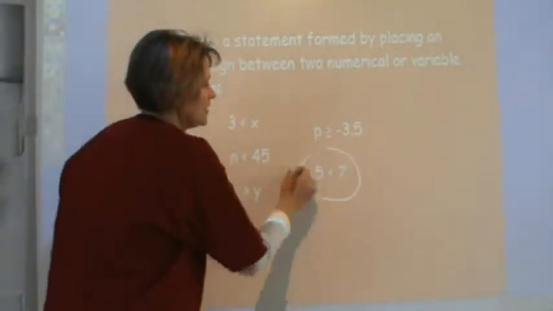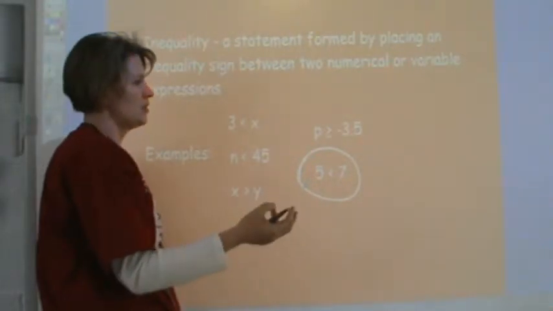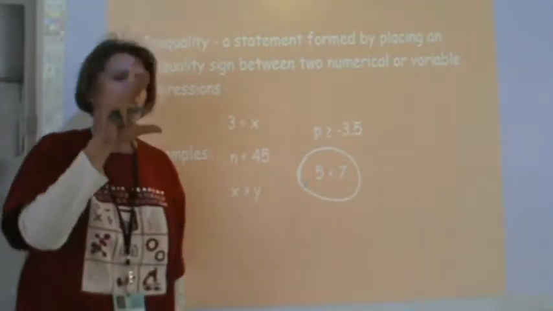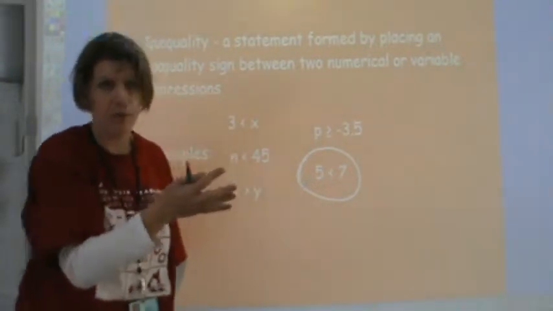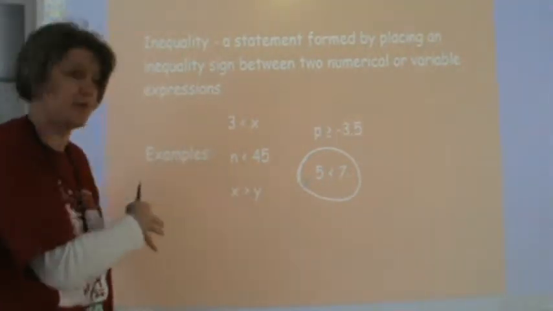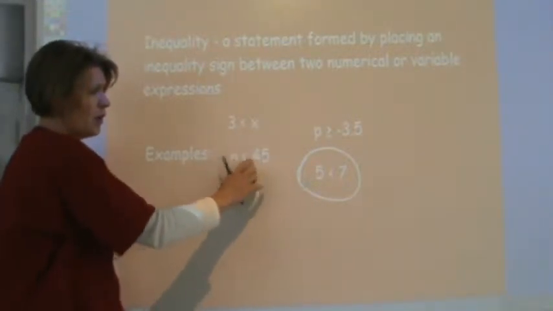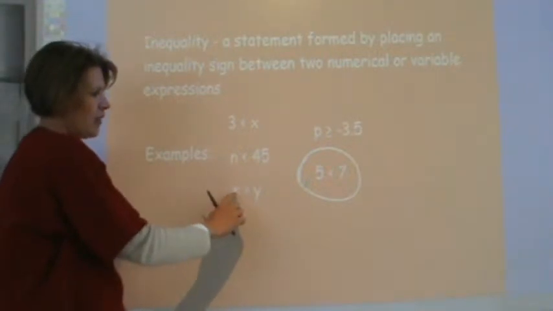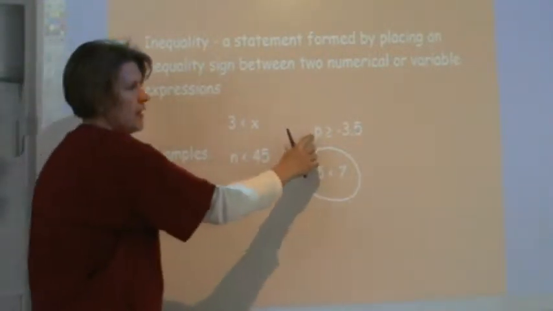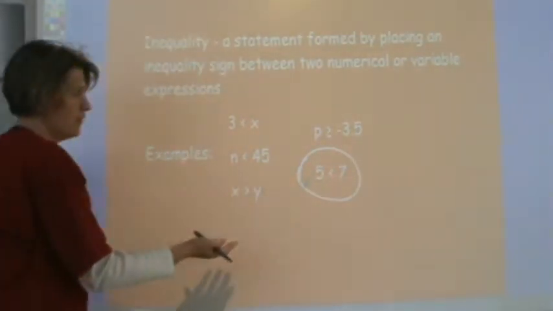The 5 is less than 7, and maybe your teacher did something like Pac-Man or the alligators, always eating the bigger number. Okay, that worked up until today, okay? Because now we're going to have variables in there. And we don't know what this variable means. We just know that it's smaller than 45, okay? We know that x is bigger than y. We know that p is bigger than, or it could equal, negative 3.5, okay?